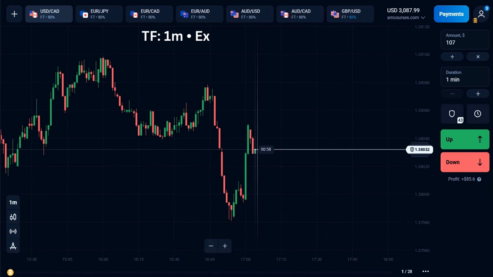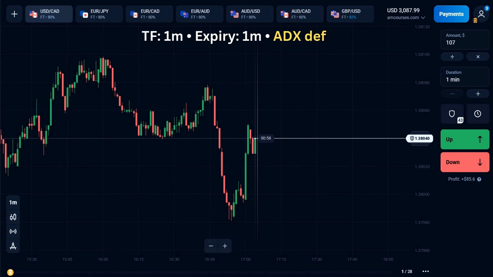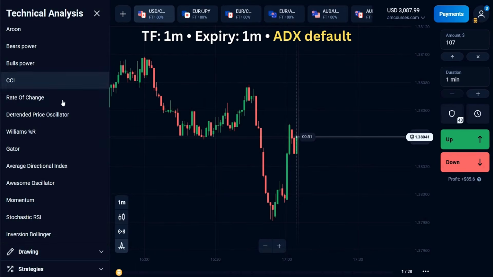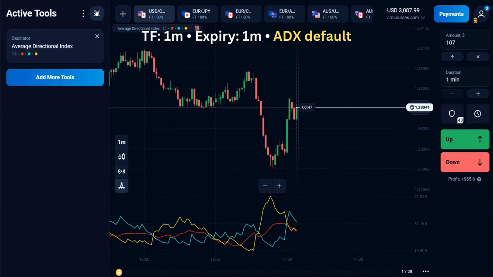First, open your chart with 1-minute candles. Our trade expiry will also be 1 minute. Add the average directional index, ADX, with its default settings. Most platforms set the period to 14.